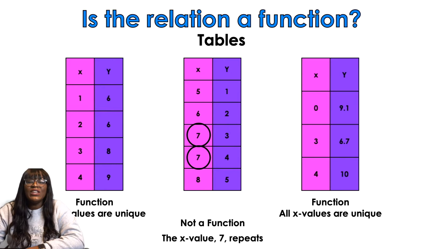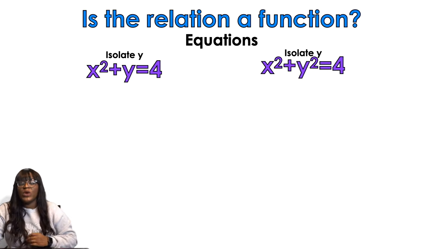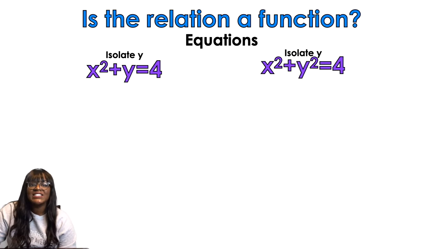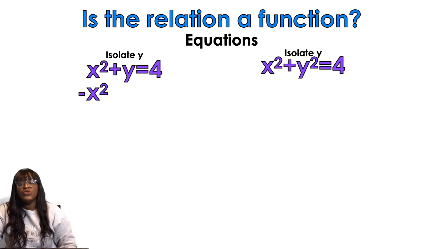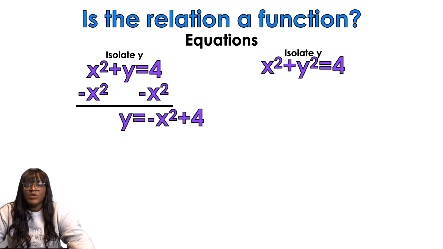Okay, so now we are going to look at equations. So when we look at equations, to determine if an equation is a function, I have to isolate y. So we're going to move x squared to the other side by subtracting x squared, and then that's going to give me y equals negative x squared plus 4. Yes, this is a function because y values are unique to an x value, okay?